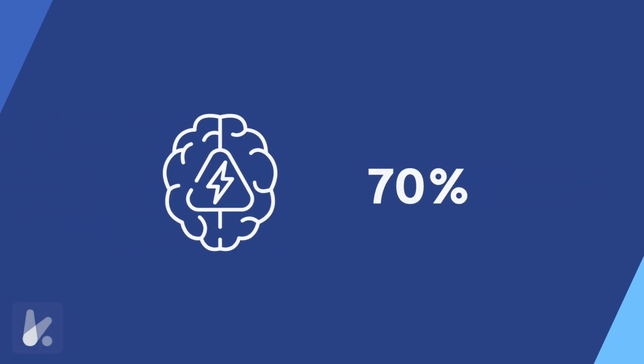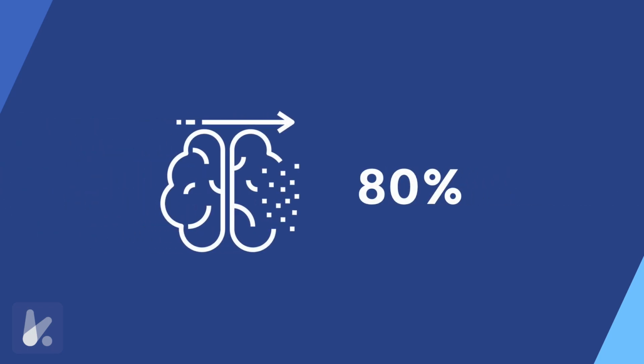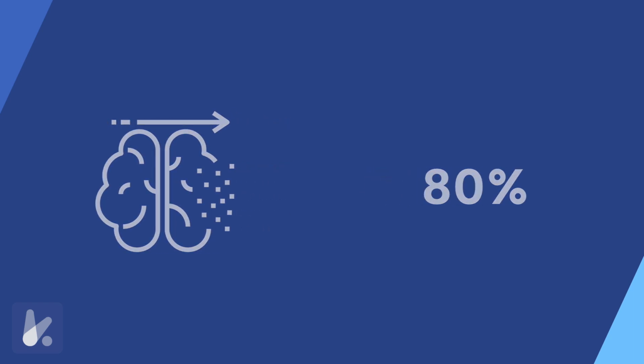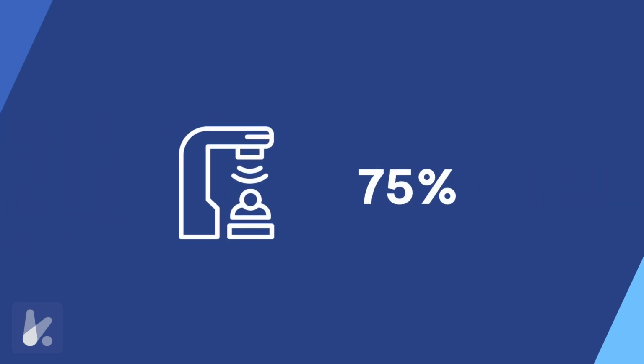Dysphagia affects up to 70% of people who've had a stroke, up to 80% of those with neurodegenerative conditions, for example Parkinson's disease, multiple sclerosis and Huntington's disease, and up to 75% of people receiving radiotherapy for head and neck cancer. It's also a key risk for people with learning disabilities.